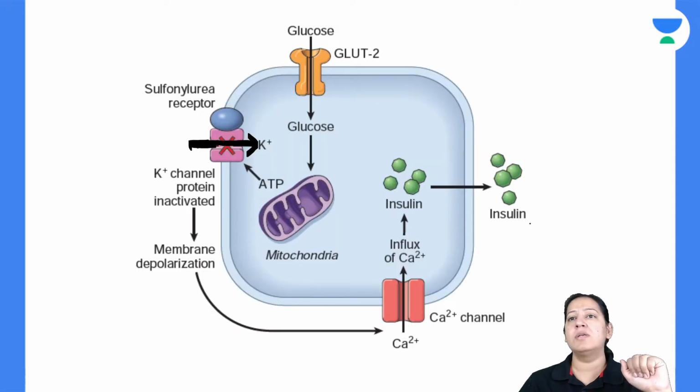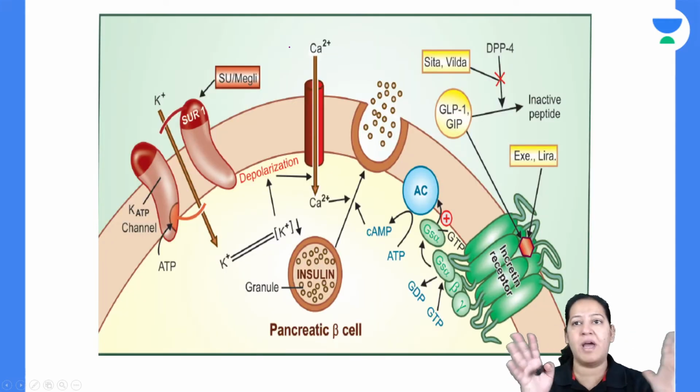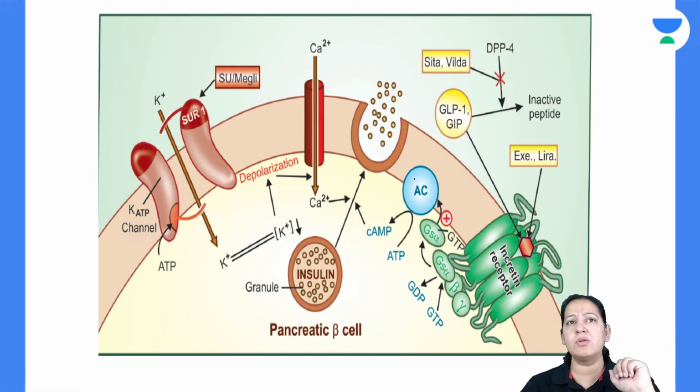Have you got it? So insulin is coming out. So the key regulator is glucose. Glucose is doing all these. So the same diagram from Robbins, the same diagram from KDT. Whatever you want to learn, this is the same diagram. Let me explain this also.